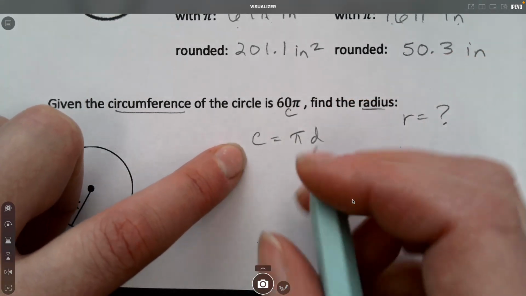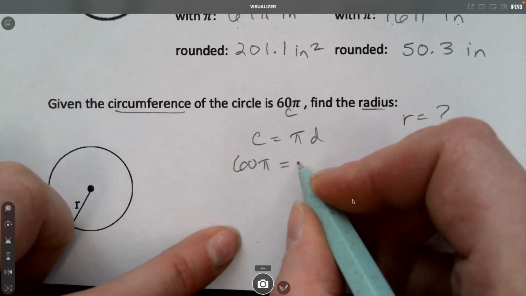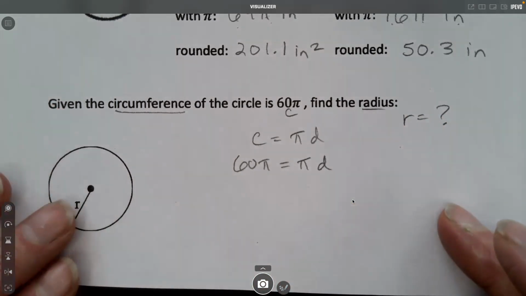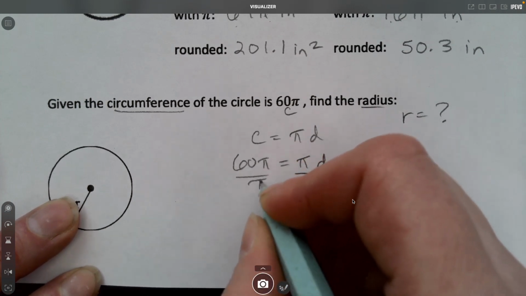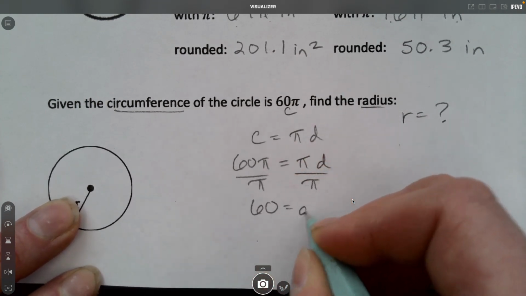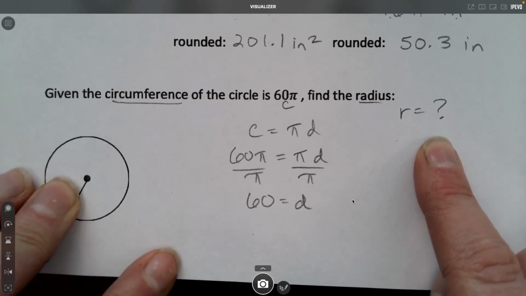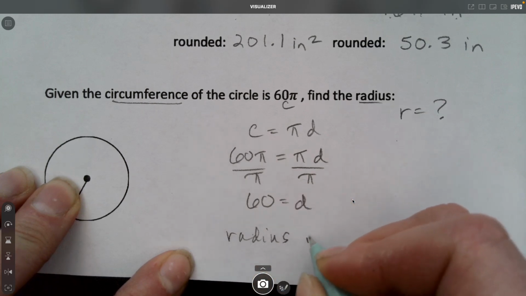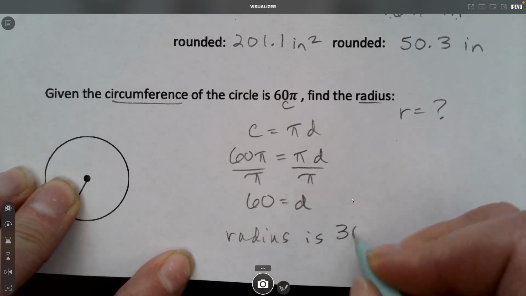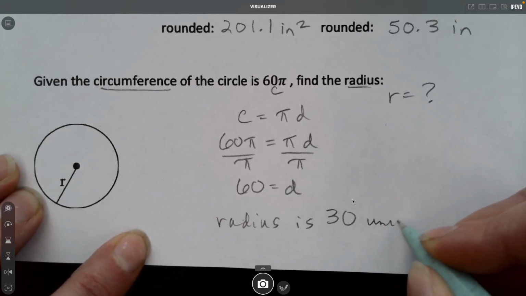So instead of c, I'm going to put in 60 pi. And then on the other side of my formula, I have pi times my diameter. If I'm solving for my diameter, I am dividing both sides by pi. That means 60 will equal the diameter. But what they're really wanting here is radius. So if my diameter is 60, that means my radius is going to be half that, which is 30. And they don't give us units here, so I'm just going to say 30 units.